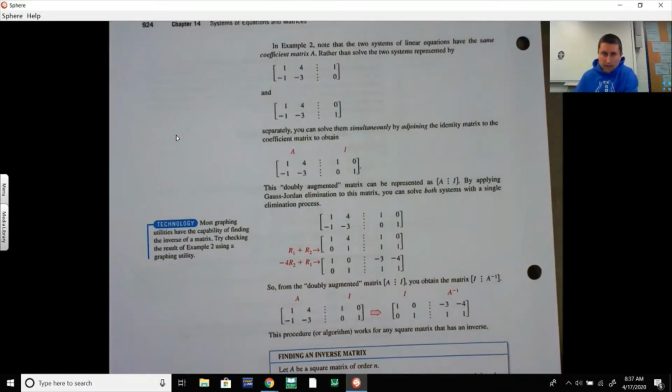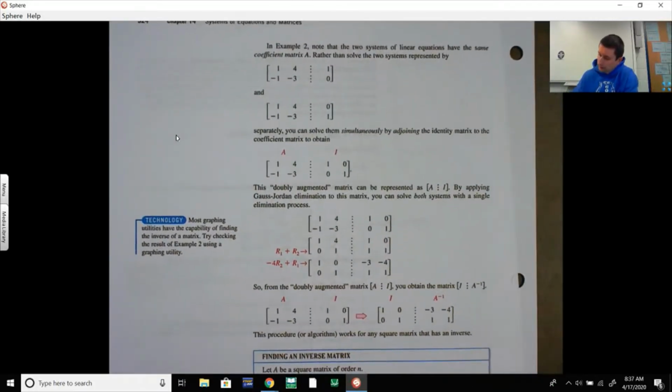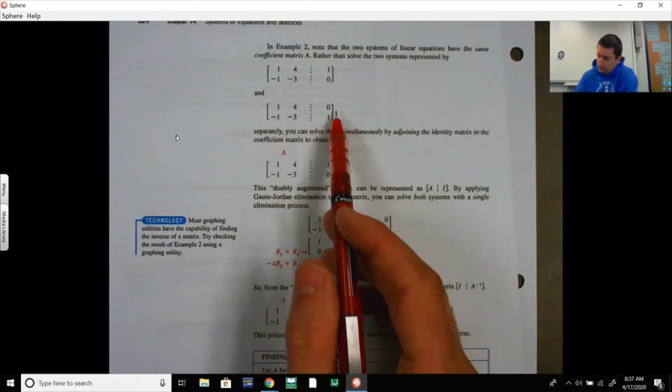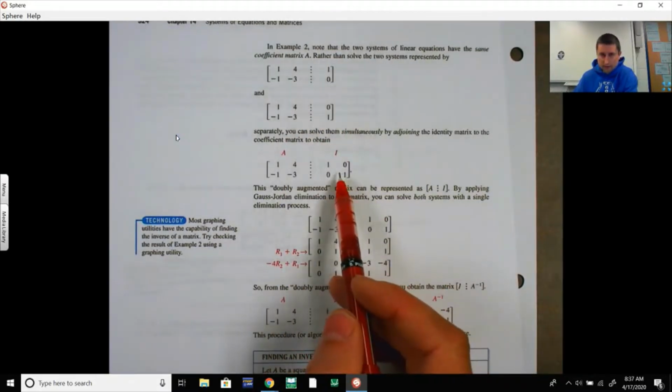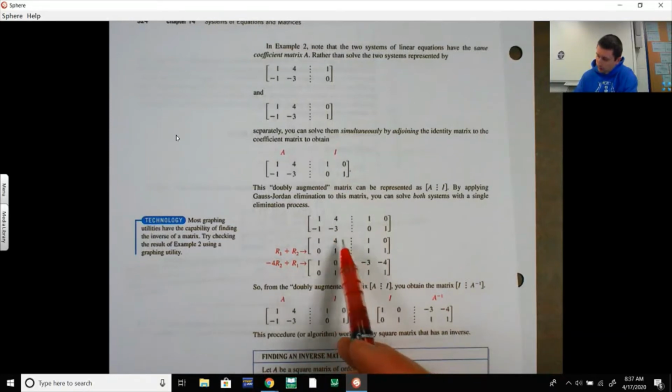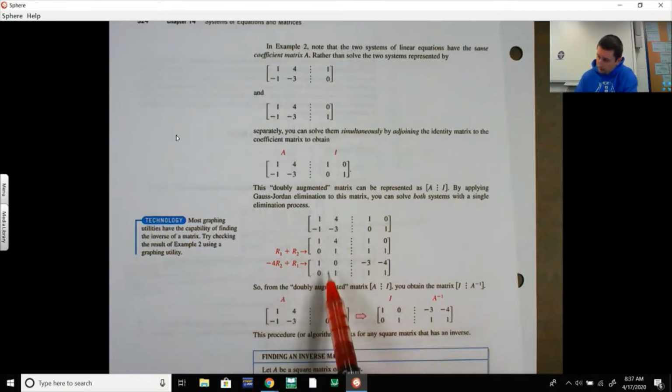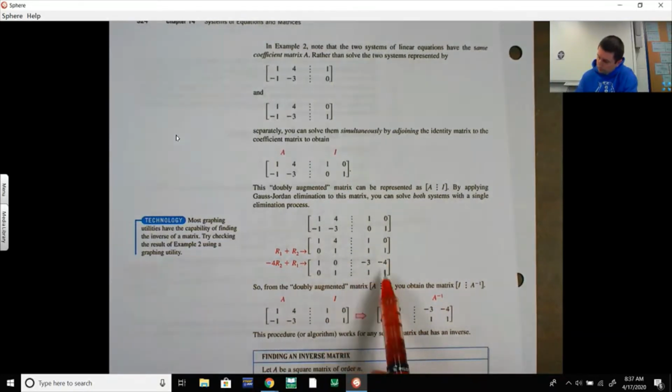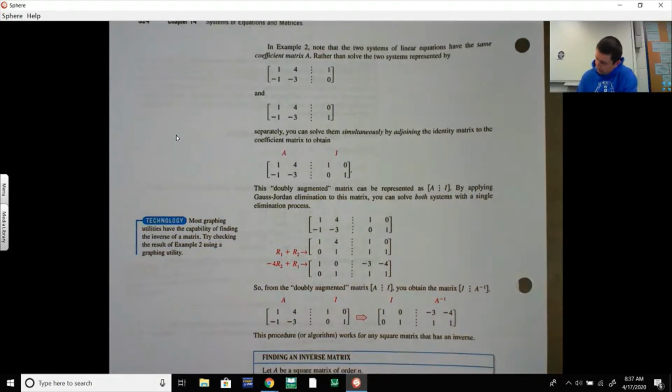They do use augmented matrices and row operations, which we didn't really cover. They make an augmented matrix with the identity matrix, and they use row operations to convert the left side to look like the right side, and this is going to be your inverse over here.